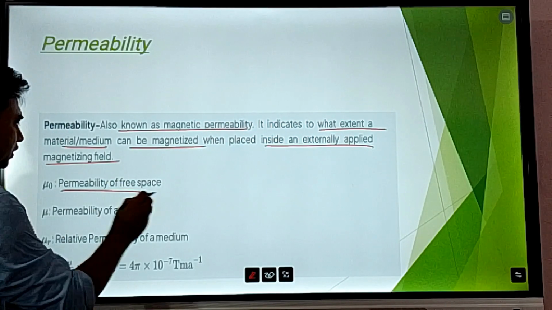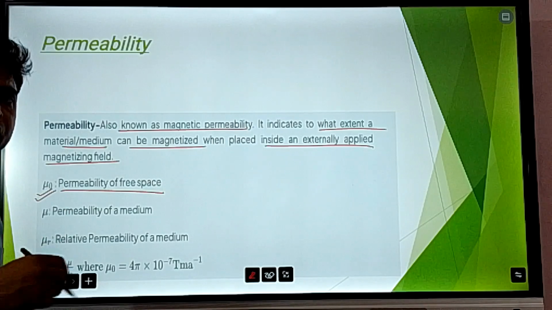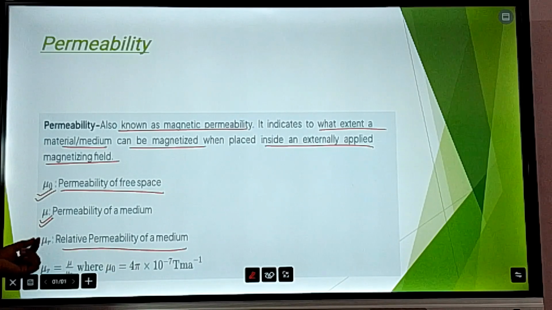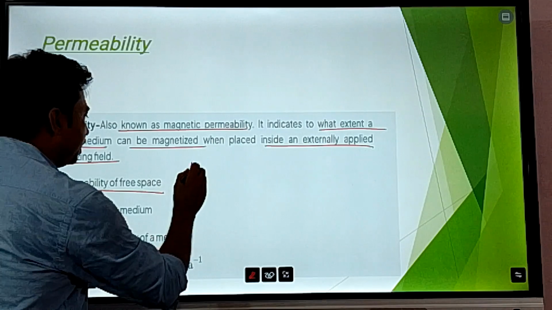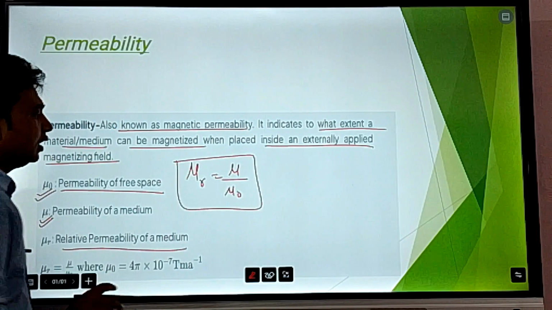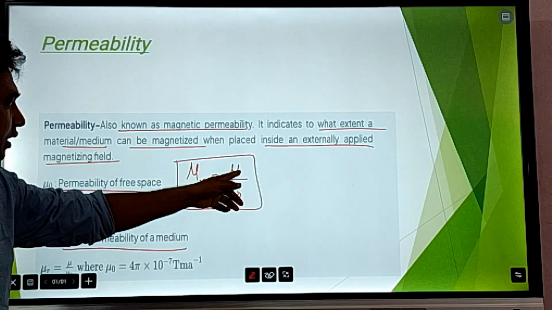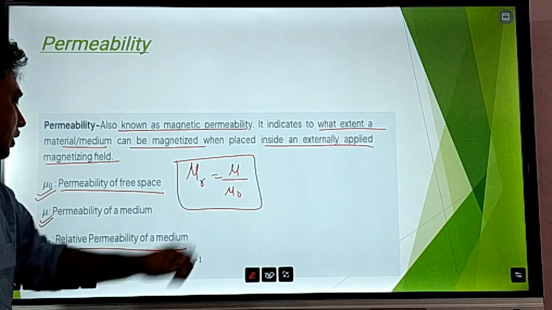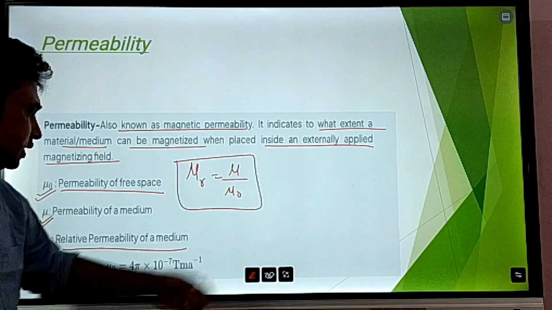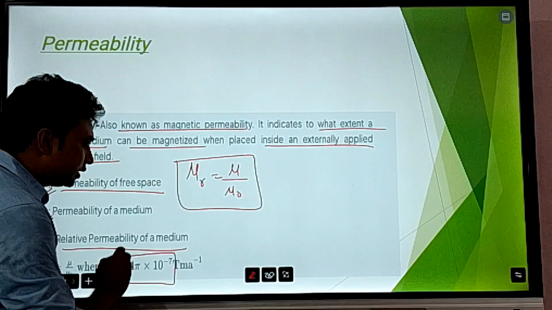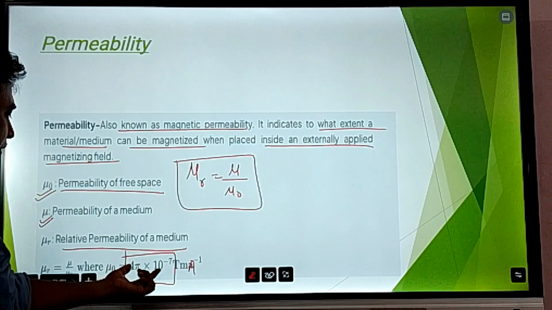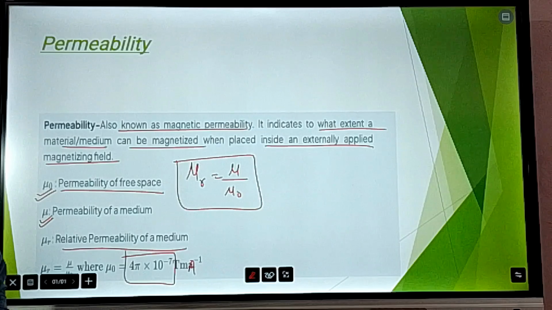So mu naught, the permeability of free space, is represented by mu naught, the permeability of the medium is represented by mu, and the relative permeability of the medium is represented by mu r. They are related as mu r equals mu by mu naught. This is the relation between the relative permeability, the permeability of the medium, and the permeability of free space. And mu naught, as I have told you, has the value 4 pi into 10 to power minus 7 Tesla meter per ampere.